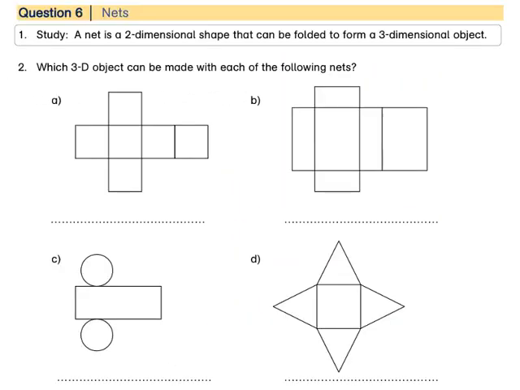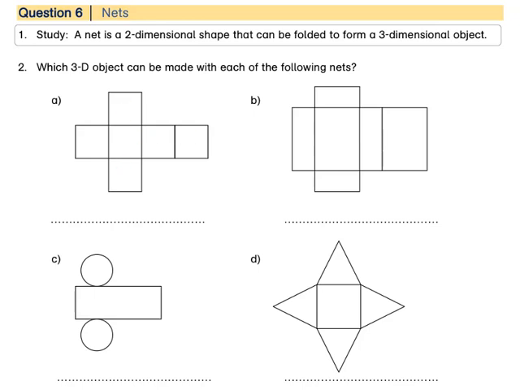Question 6. Nets. A net is a two-dimensional shape that can be folded to form a three-dimensional object. For 2, which 3D object can be made with each of the following nets?